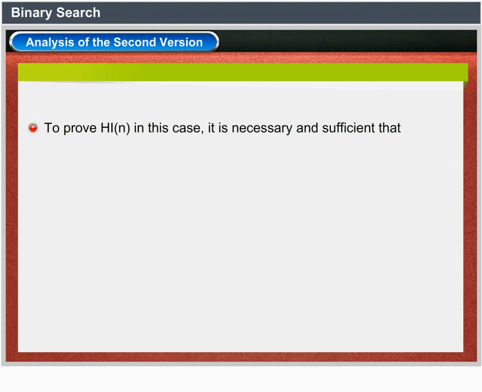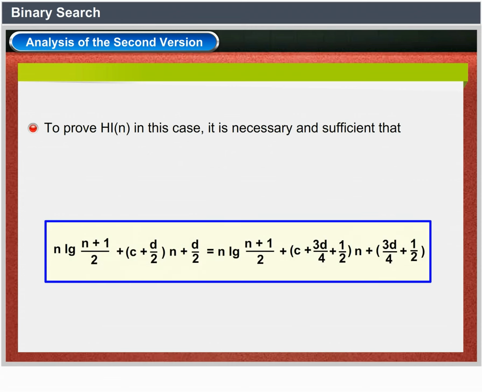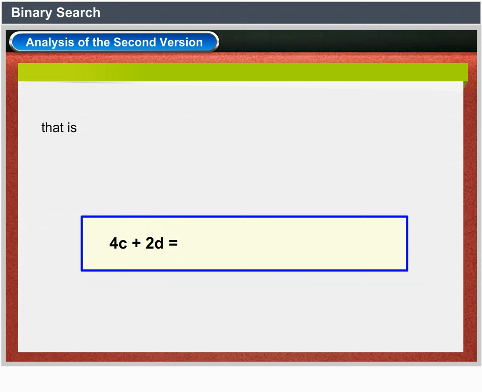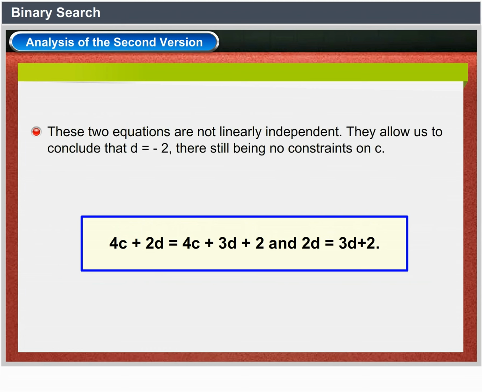To prove the hypothesis for a of n, in this case, it is necessary and sufficient that which is shown in this figure. That is, 4c plus 2d equals 4c plus 3d plus 2 and 2d equals 3d plus 2. These two equations are not linearly independent. They allow us to conclude that d equals minus 2, there still being no constraints on c.